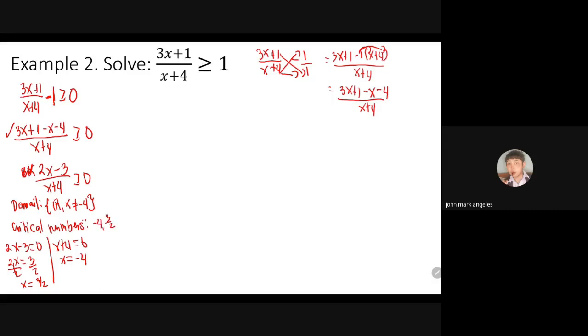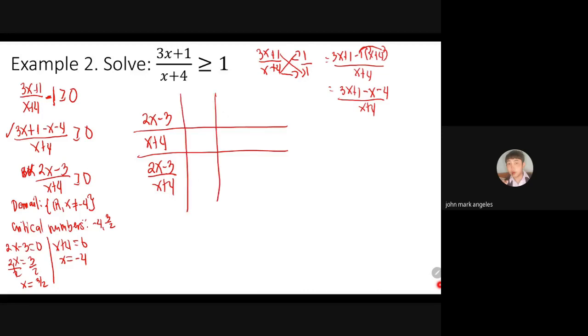So dalawa. Next, this is 2x minus 3. Ito naman ay x plus 4. Tapos yung kabuuan, 2x minus 3 over x plus 4. Anong mauna ko isulat? 3 over 2 or negative 4? Negative 4. That's correct. So negative 4, this is 3 over 2, this is positive infinity, and this is negative infinity. 0 ang 2x minus 3 kay 3 over 2, 0 siya dyan. 0 naman ang x plus 4 kay negative 4.